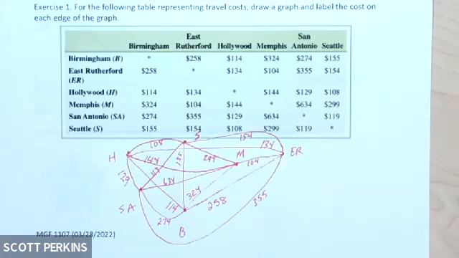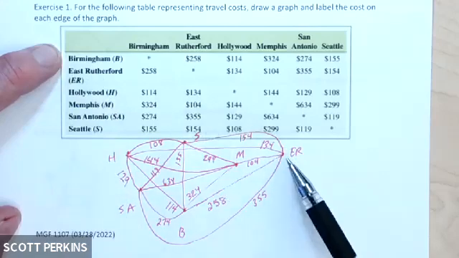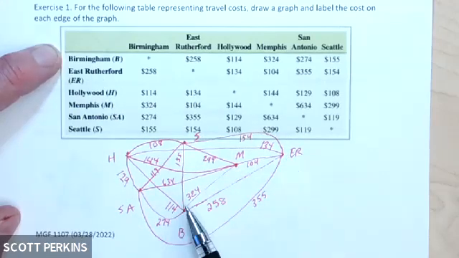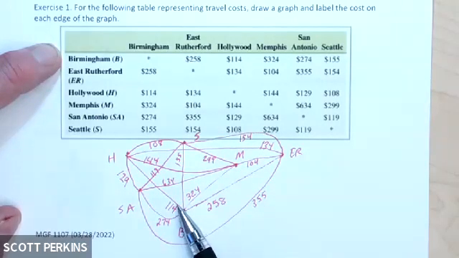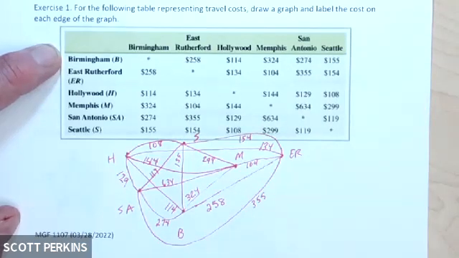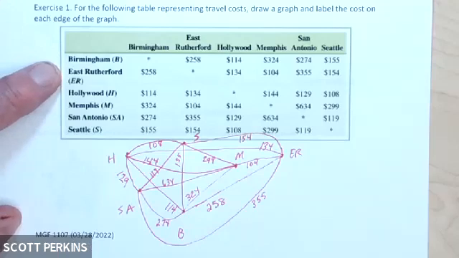So just real quick, pointing out what I've got here, just so that you can check your work with mine. I started with Birmingham. So Birmingham is right here: Birmingham to East Rutherford, Birmingham to Hollywood, Birmingham to Memphis, Birmingham to San Antonio, which I've got a little curvy one here, and then Birmingham to Seattle. So as long as you've got an edge leaving Birmingham going to each of the other vertices, you are good to go, even if they look slightly different than mine.